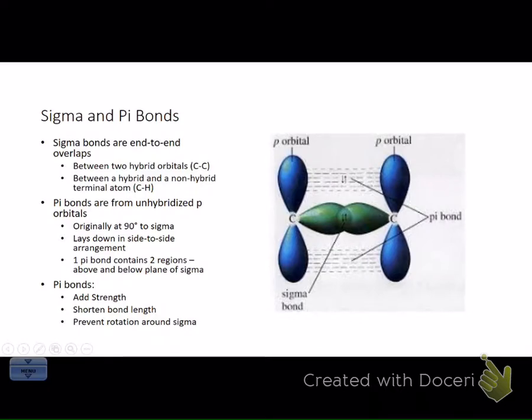But let's talk more about this sigma-pi difference. Here I've got a picture that takes away all the superfluous stuff, and it looks at just 1 sigma and 1 pi forming between these two atoms. When you bring two atoms together to bond, the initial connection that's always made first is the sigma. So here we get a sigma bond that connects those two atoms. Sigma bonds are end-to-end overlaps. They come in head-on collisions, linearly, end-to-end. These connections can be between two hybrids, and that's what we have here, where this carbon has a hybrid orbital, this carbon has a hybrid orbital, and they overlap. Or you can have a hybrid and a non-hybrid overlap.